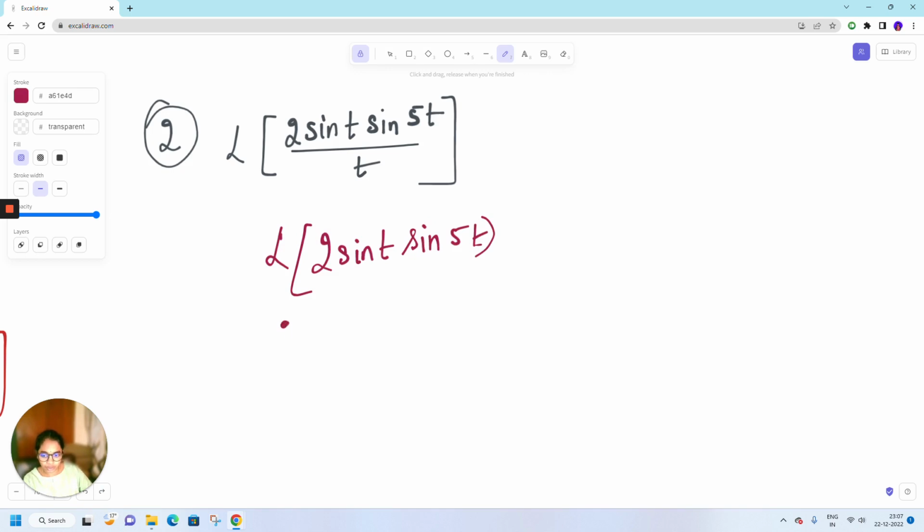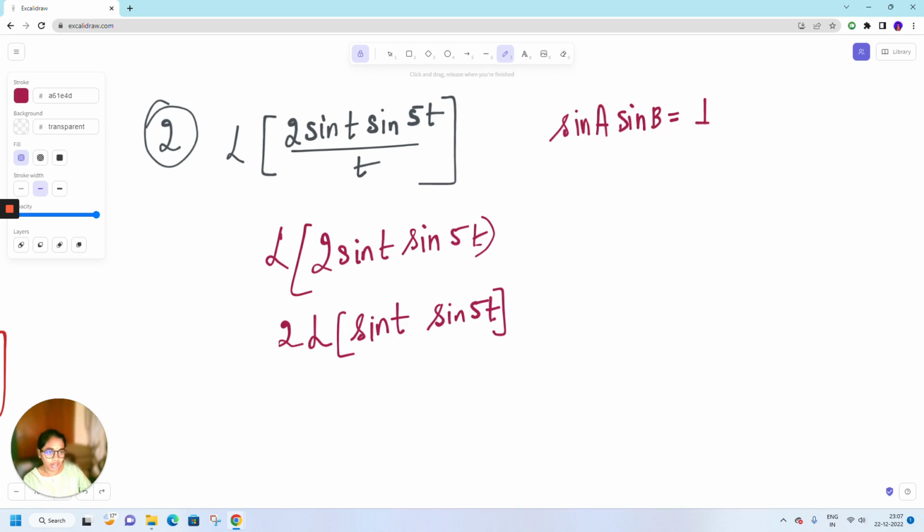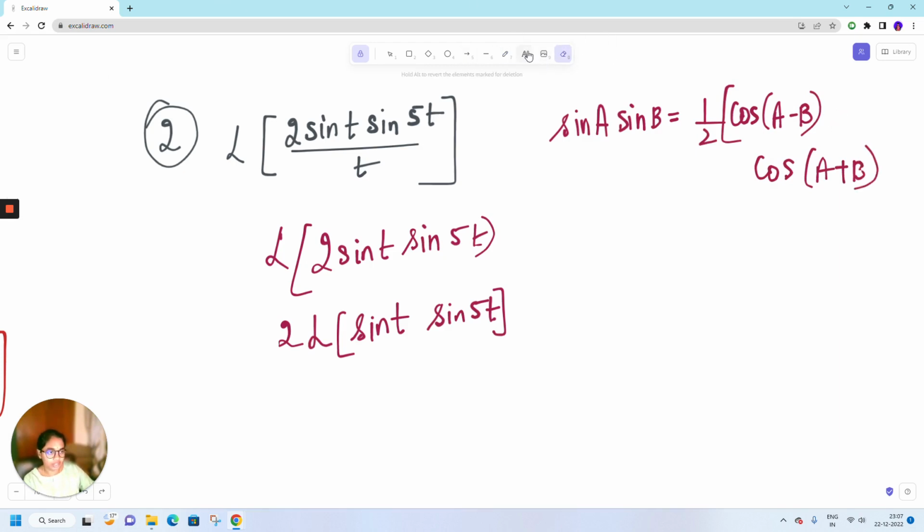So what should I do? Let me take 2 common. Write Laplace of sin t sin 5t. Now what is the sin A sin B formula? Sin A sin B formula is half, cos of A minus B plus cos A plus B. Okay, sorry, this is a negative, right? Cos A minus B minus cos A plus B.